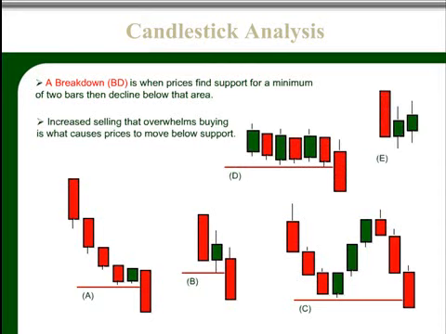Pattern E formed 3 bars that are contained within a range. The lows of these bars are not equal. That's okay. Prices are contained within a range. Mark off the lowest tail in the consolidation as support. When prices decline below support, that is when a breakdown has occurred.